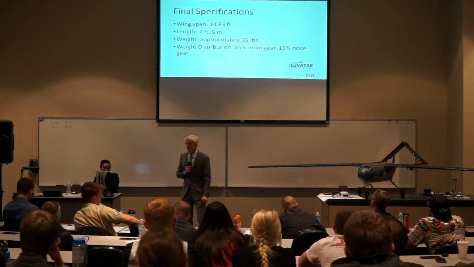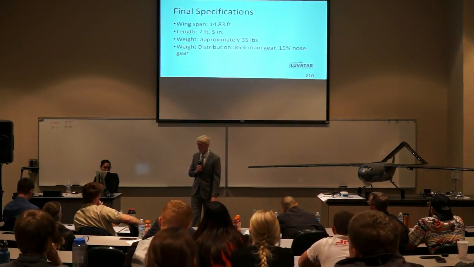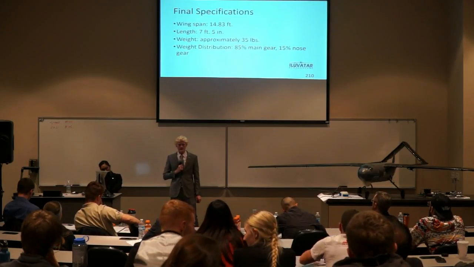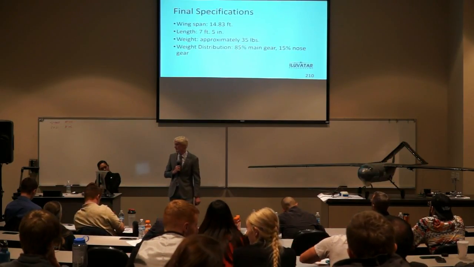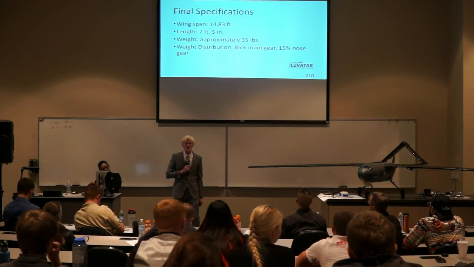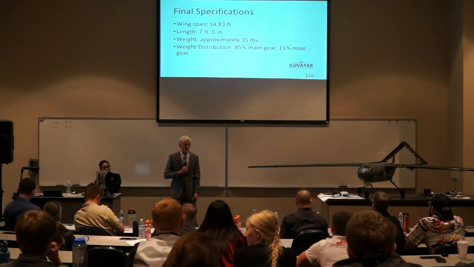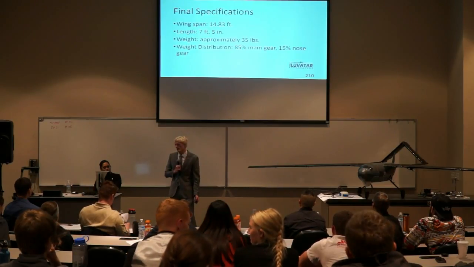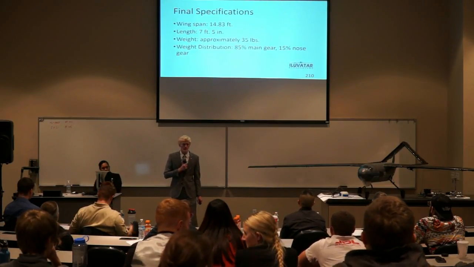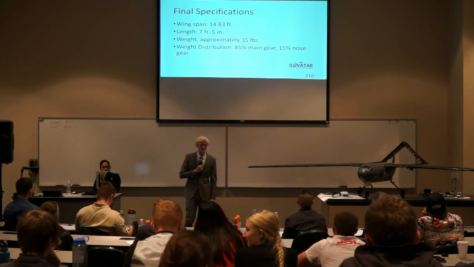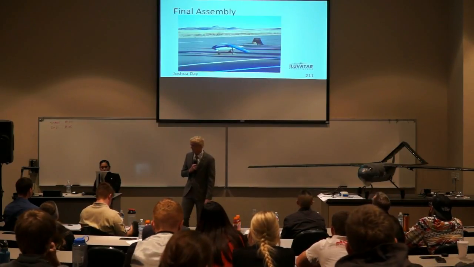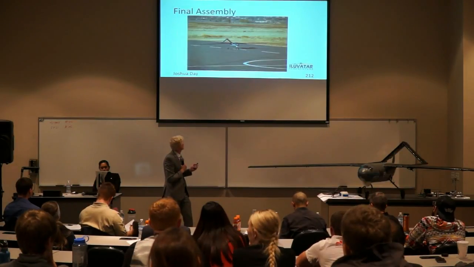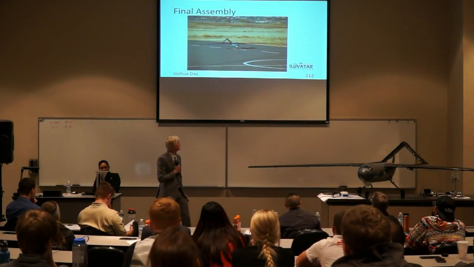So the final specifications of our aircraft: we had a wingspan of 14.83 feet, length of 7.5 feet, or 7 feet 5 inches, and it weighed approximately 35 pounds, which is slightly over the 30-pound weight limit that we wanted. And we actually had a weight distribution of about 85% on the main gear and 15% on the nose gear. Here's our final assembly of our aircraft and a second photo.